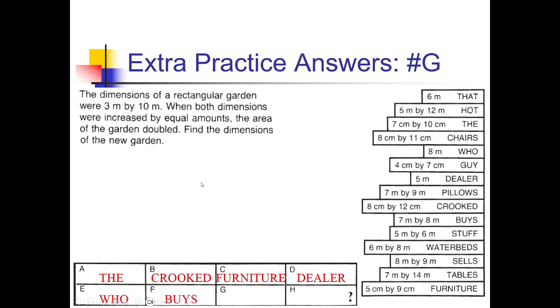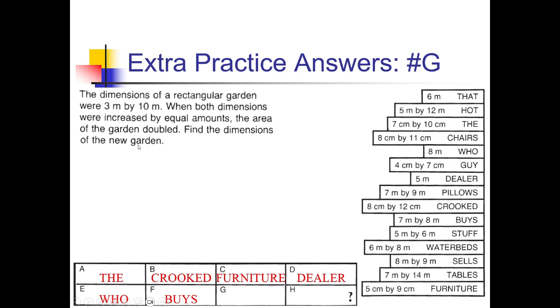Here we go with problem G. This one is kind of similar to problem F in a lot of ways, but there is one key difference that is kind of a game changer. So dimensions of a rectangular garden are 3 by 10. Both dimensions are increased by equal amounts. The area, as a result, is doubled. We want the dimensions of the new garden.